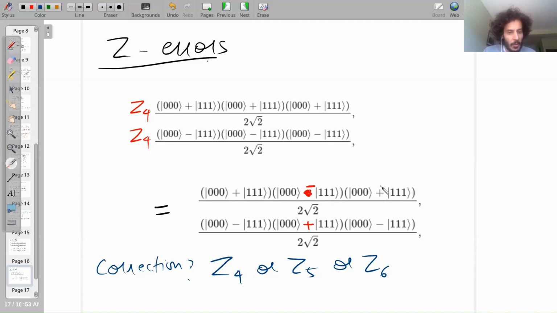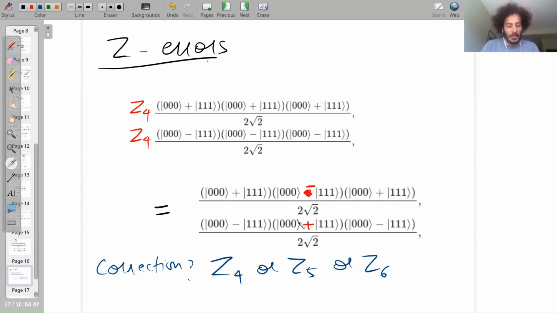Notice that I've discovered that the phase in the middle guy is different from the phase in the other two guys. So this is the one that needs to be corrected. I can apply any one of these three gates; one of them is sufficient. Even if the error was Z4, if I apply Z5, this phase will still be flipped and I'll get back the correct state. I can also apply Z6 and that will also correct the state.